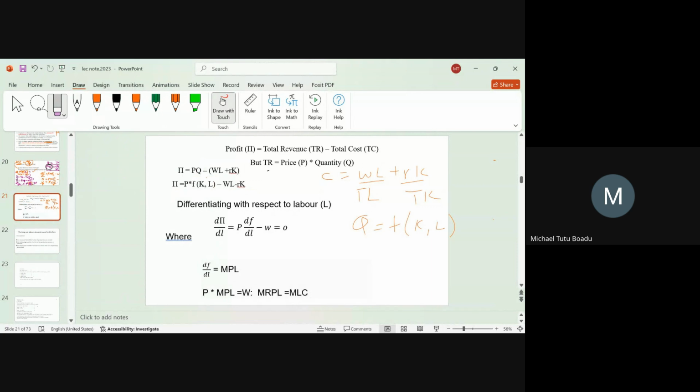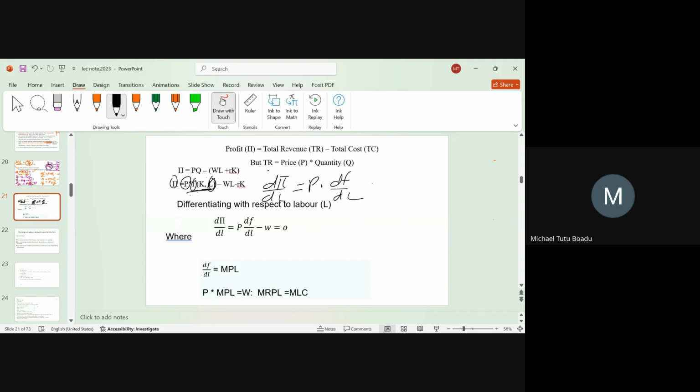So now you can differentiate with respect to labor so that you can find the labor in terms of real wages. If I differentiate with respect to labor, it means I'm going to differentiate the profit function with respect to L. I'll hold P constant and differentiate with respect to only L, not K. And that will give me change in F over change in L, the F with respect to only L.